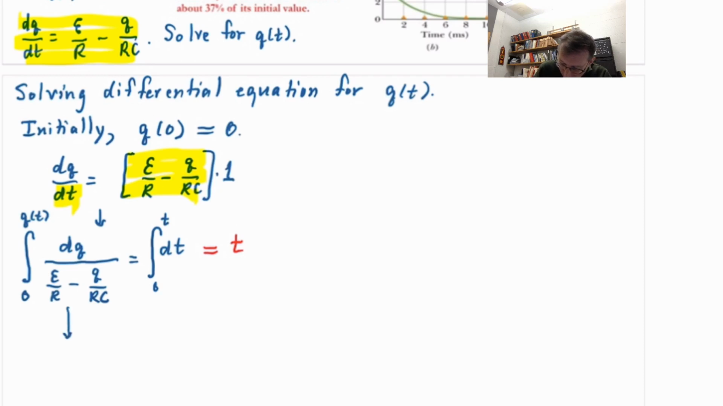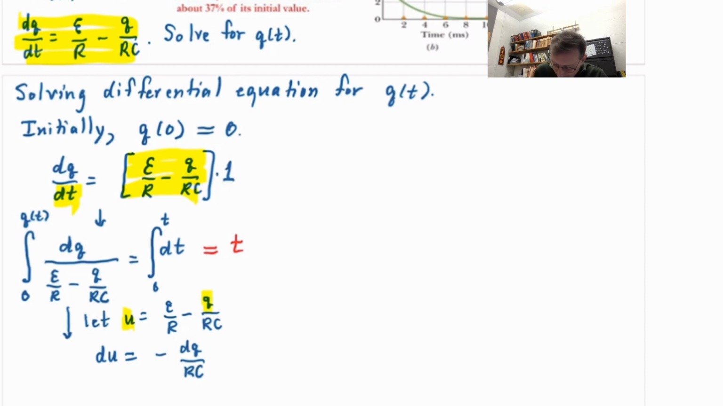I'll do a u substitution. Let's let u, a new variable, equal E over R minus Q over RC. Now keep track of what's a variable. Q and u are variables. E and R and C are constants. Then I take the differential of both sides of that expression, du. Remember, E and R and C are all constants. So du will be negative dQ over RC.